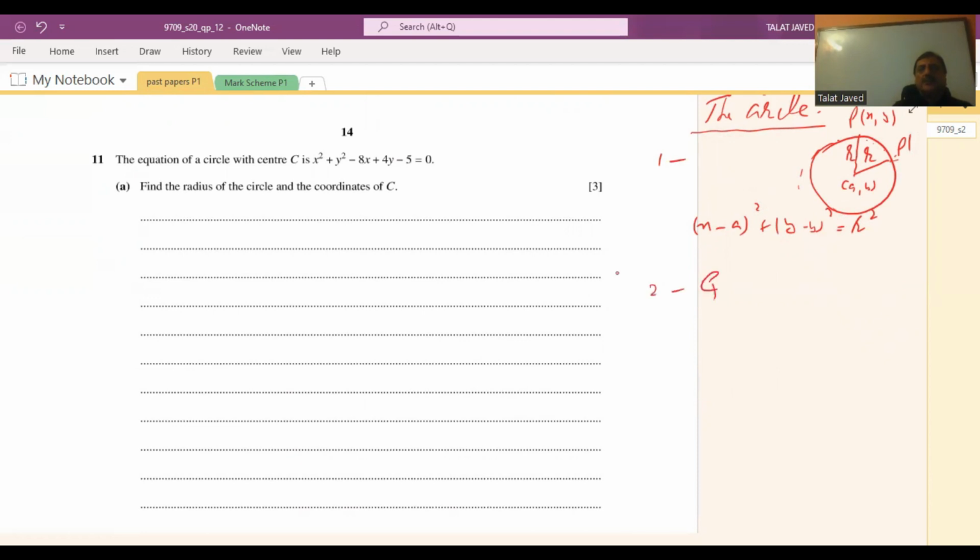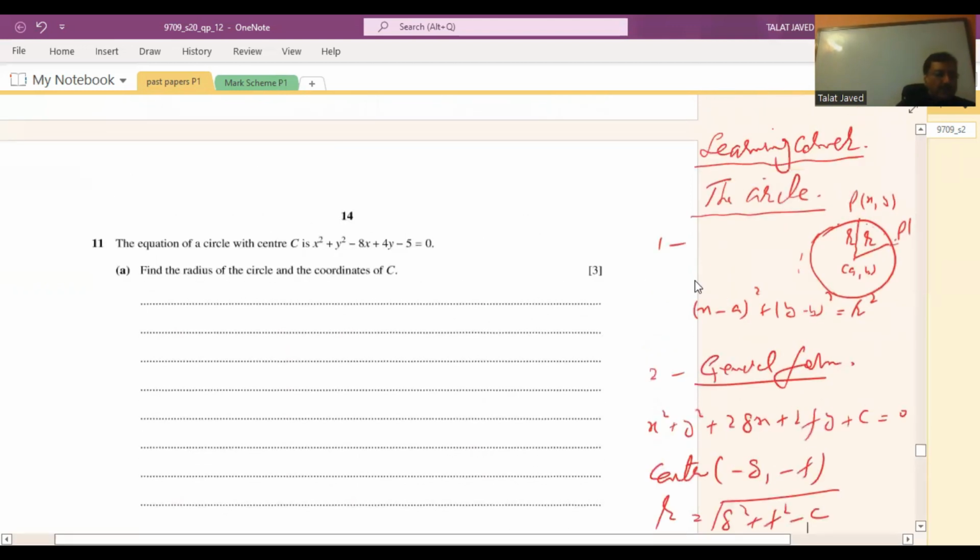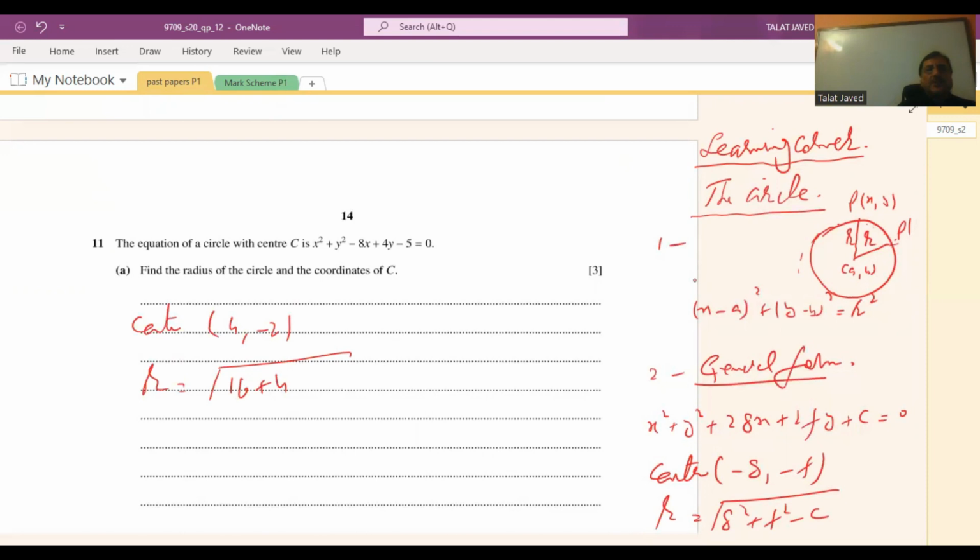In the general form, x square plus y square plus 2gx plus 2fy plus c, the center will be (minus g, minus f). The radius is the square root of g square plus f square minus c. So from here we find part A. The center will be (4, minus 2) and its radius is under the root of 4 plus 5 plus 16, so its radius is 5.